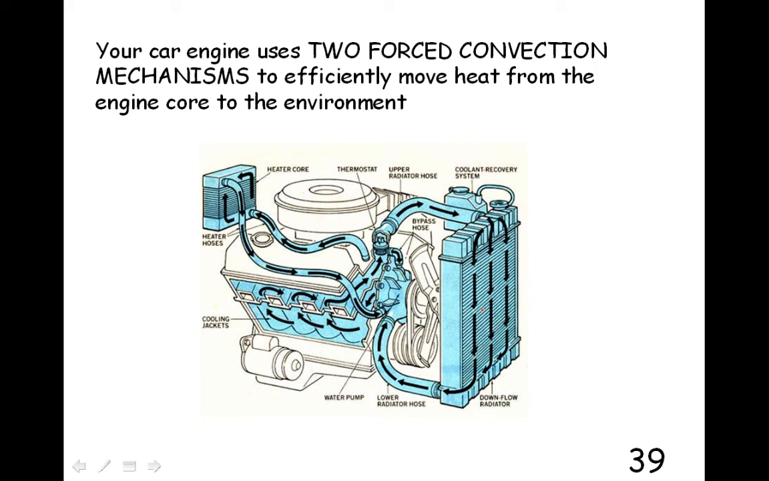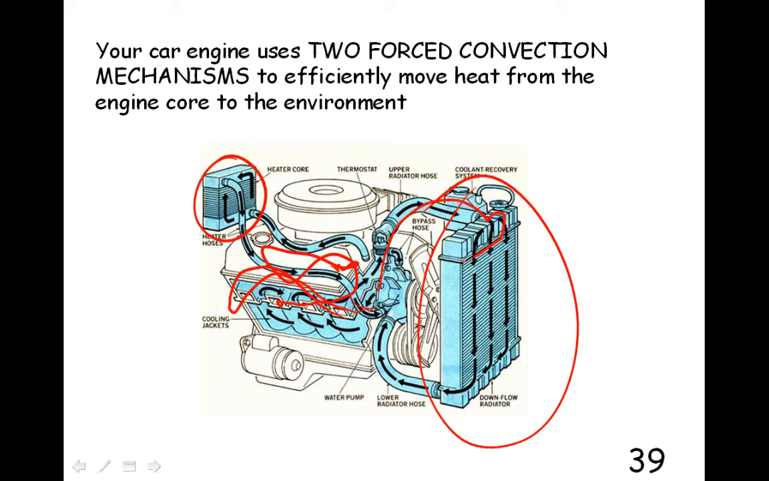Your engine in your car has two forced convection mechanisms to efficiently move heat from the engine core to the environment. Here there's a water pump that pumps water through the engine core, whereas if you didn't get rid of that heat, the engine would melt. It gets so hot from all those explosions of the gas. So you have to get rid of the heat. The water is pumped through the engine block, and then it goes through the radiator in your heater if you have that turned on, but mainly it goes through the front radiator. Then the water is going through here, and there are all these little fins to get rid of the heat.